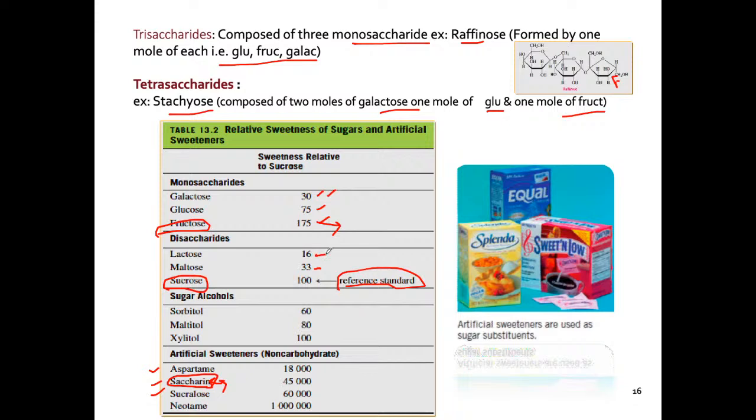And some sugar alcohols are sorbitol, maltitol, xylitol. Xylitol is also around 100. And there are some artificial sweeteners like aspartame, saccharine, sucralose, neotame.